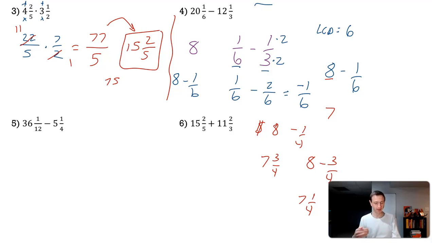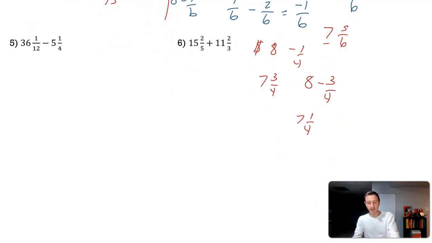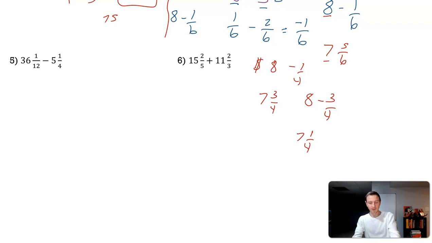See the pattern there? See the relationship there? So if I take away a sixth from 8, I am now at 7 and 5/6. If I'm at 8 and I take away 5/6, what am I at? I'm at 7 and a sixth. If I'm at 8 and I take away a third, what am I at? I'm at 7 and 2/3.